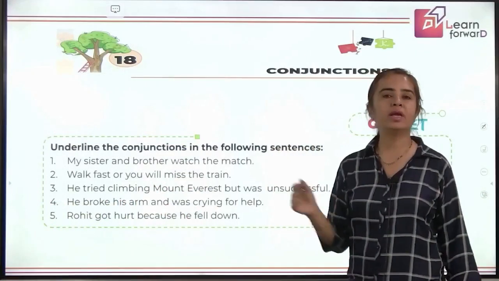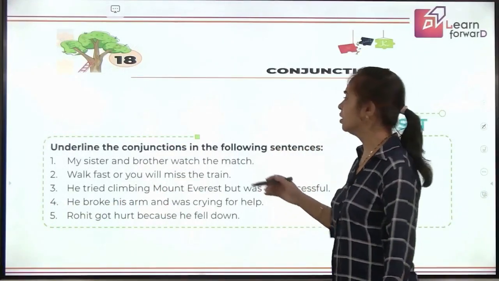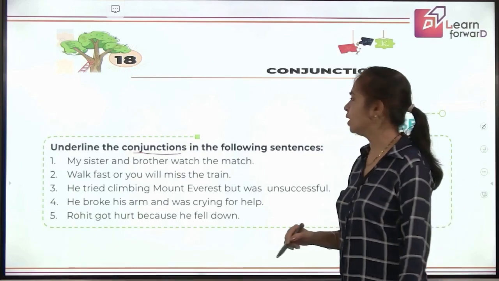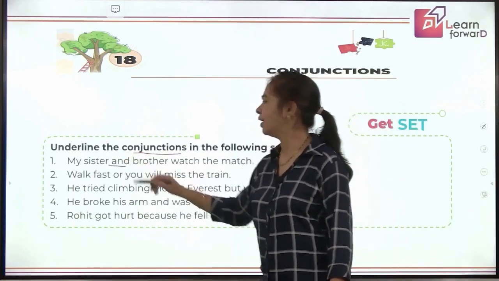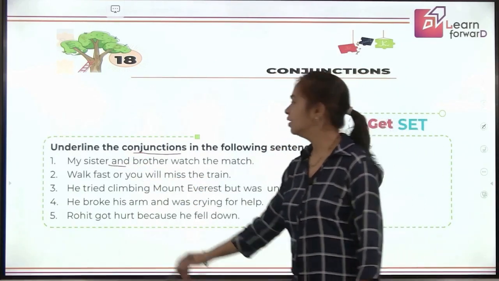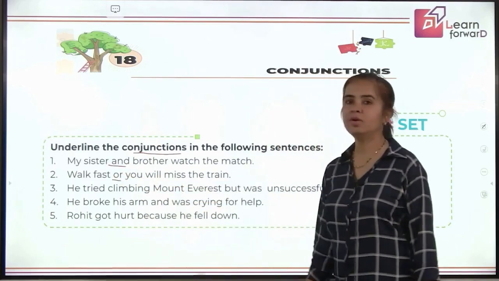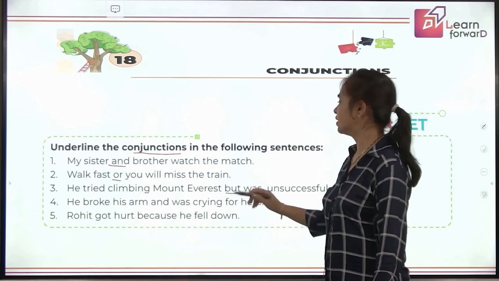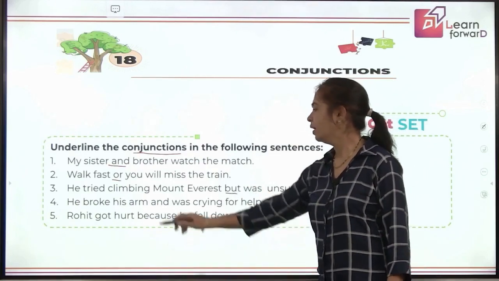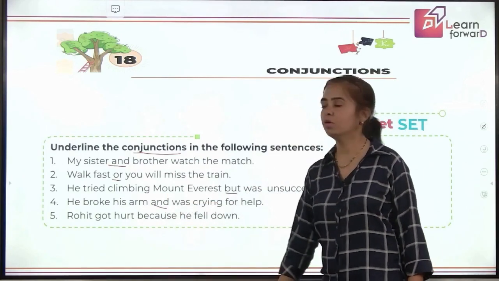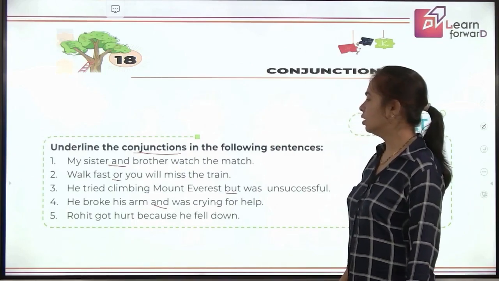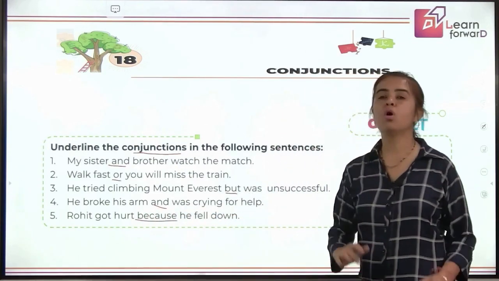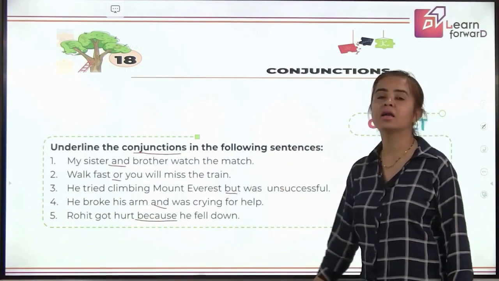So here's the quick recap exercise from your past learning. Underline the conjunctions in the following sentences. Let's quickly do that. Next is, walk fast or you'll miss the train. Perfect. Next, he tried climbing Mount Everest, but he broke his arm and was crying for help. Perfect. Next, Rohit got hurt because he fell down. Perfect answer, children. So all the underlined words here are conjunctions.